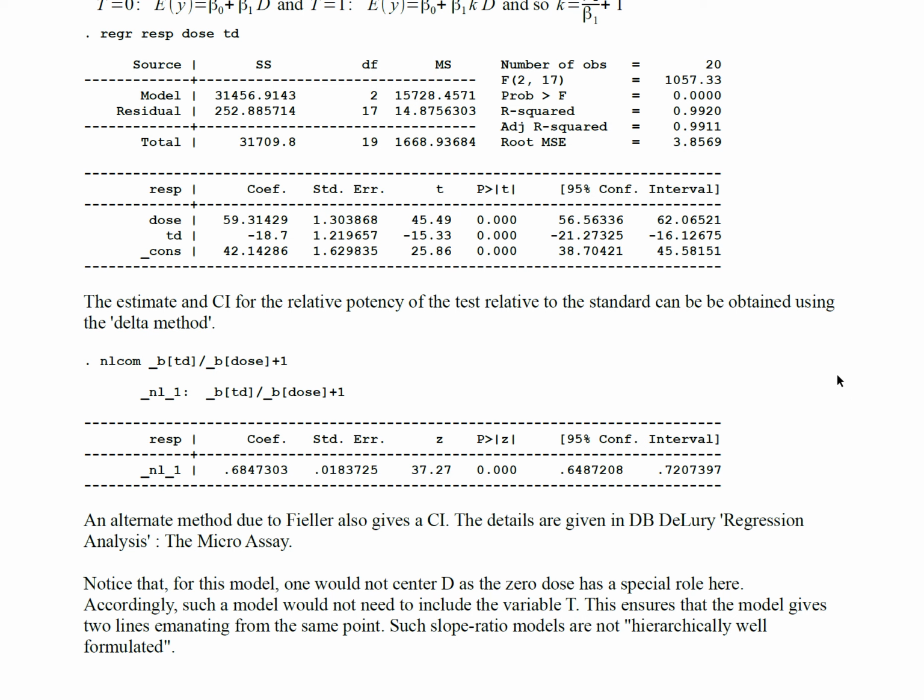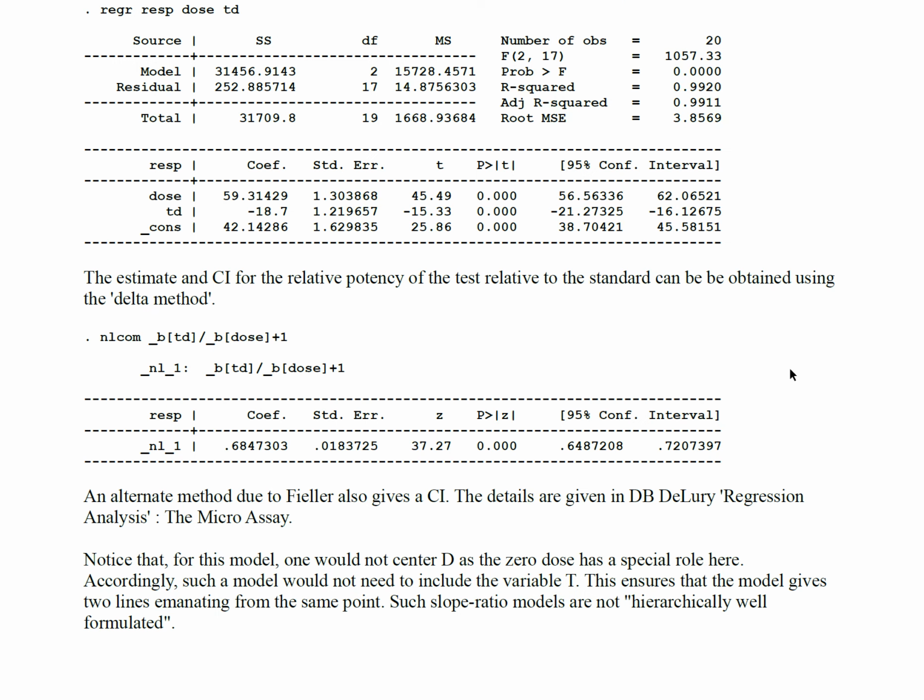The point being here, this is actually a test of significance for k being 0. That's not really what we're interested in here. The point is that it's not 1, or it's certainly not greater than 1. Okay, that's just a quick example for you of that. And a reminder that for this model, we would not center the dose variable because the 0 dose is special here.